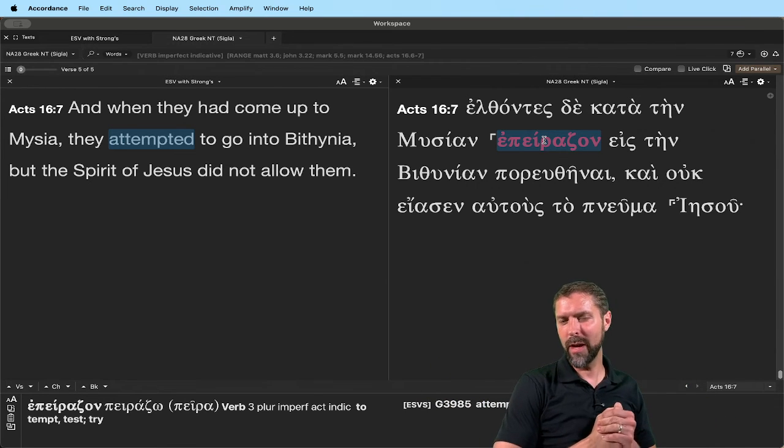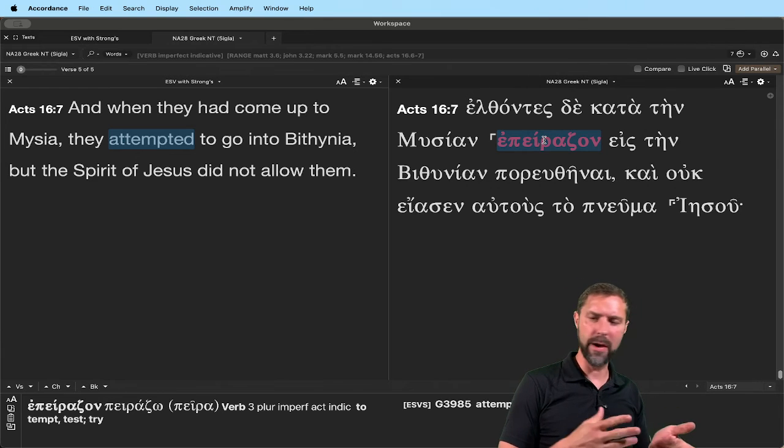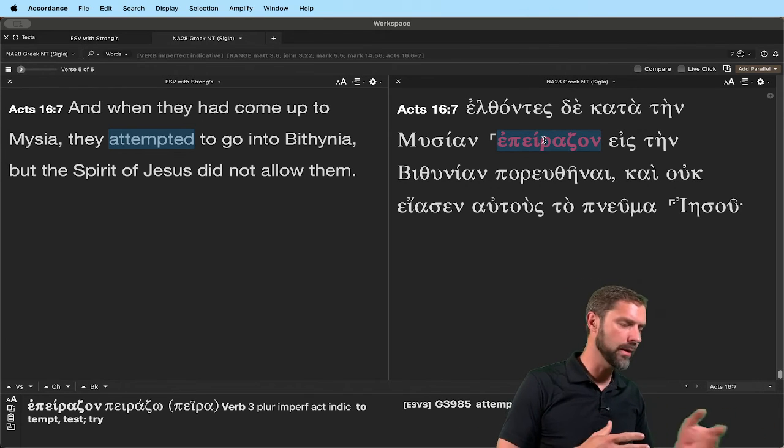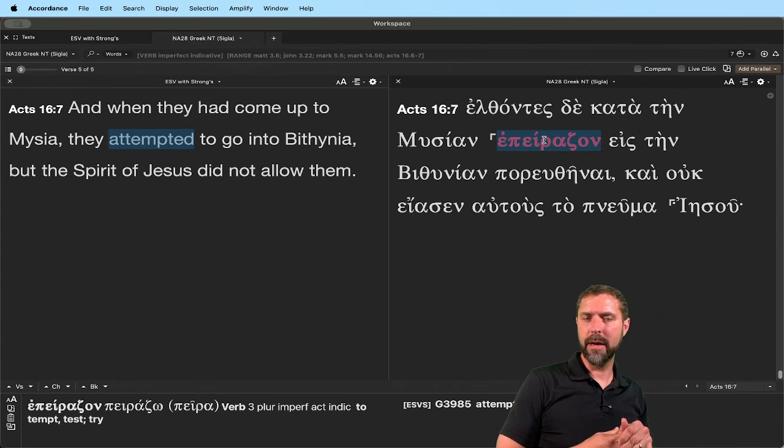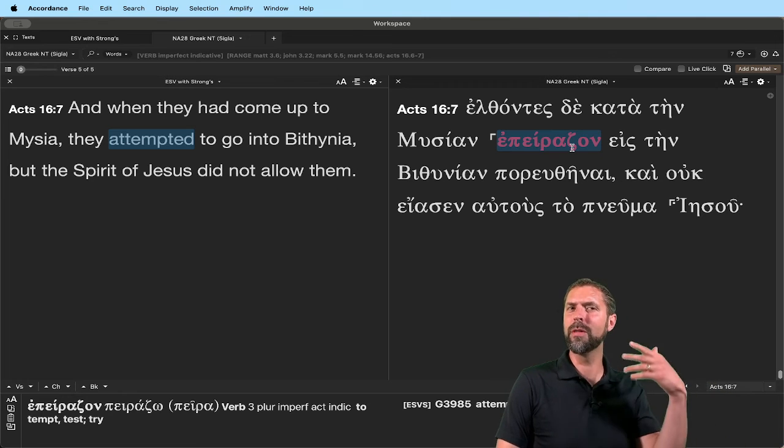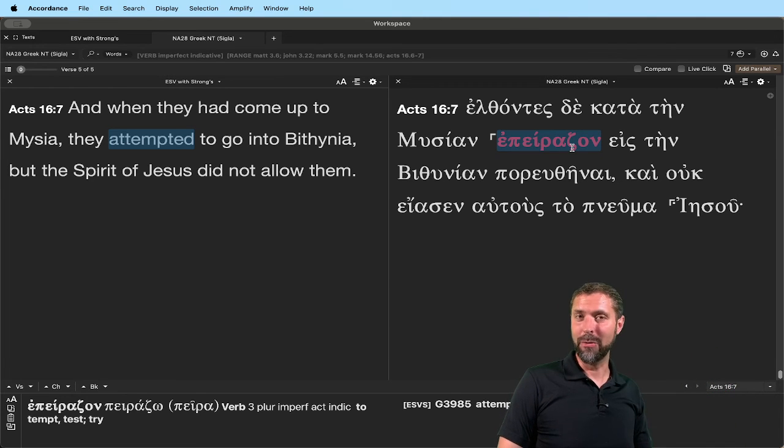Maybe a stronger way to say it might really just be in the storytelling sort of sense. And so I was going up here, and then I was doing this. I mean, that may be as far as it goes. But I don't mind recognizing that it's an imperfect here, and even the possibility that there is this sense of them maybe trying on more than one occasion to go.